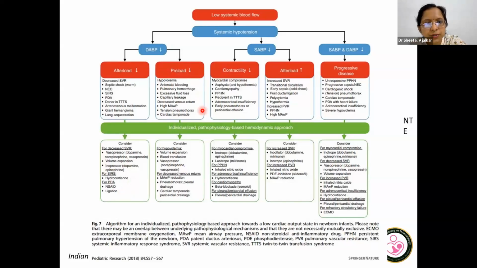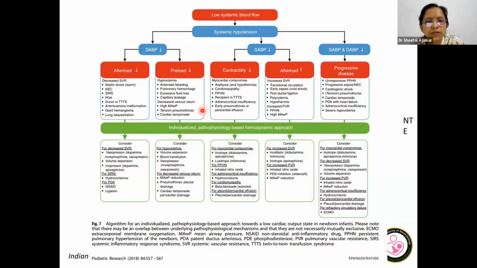So we have to do the 2D echo, and there are parameters which will show whether the systemic blood flow is good or low, and it also depends on the BPs. I am not discussing the 2D echo parameters which will show the flow states now, but I'll come to it later. If the preload is less, it could be because of hypovolemia or decreased venous return. It could be because of tension pneumothorax, high mean airway pressures, and cardiac tamponade. So for all these states, preload is low.